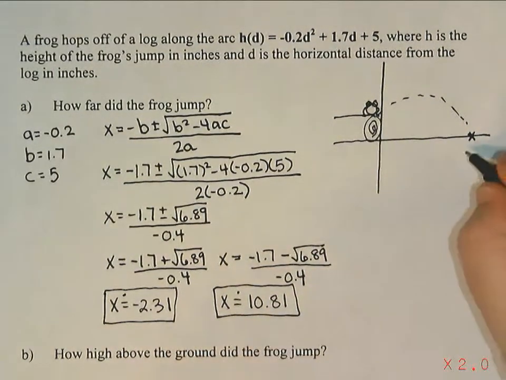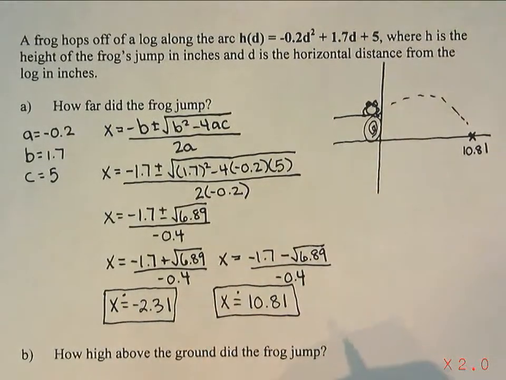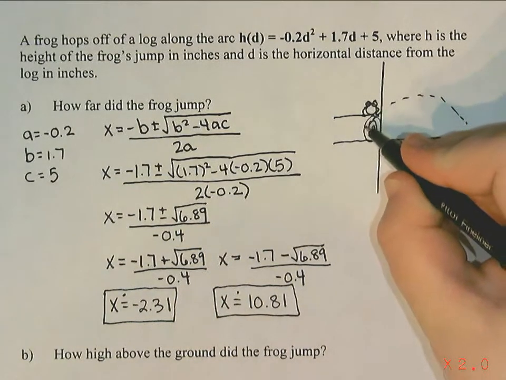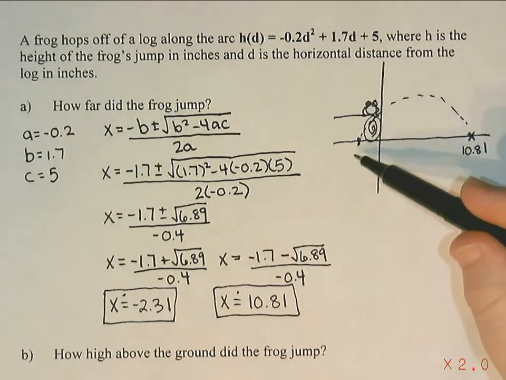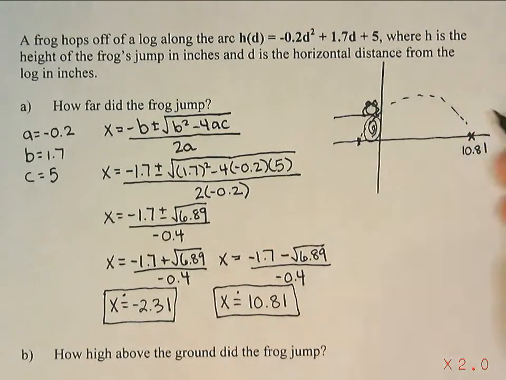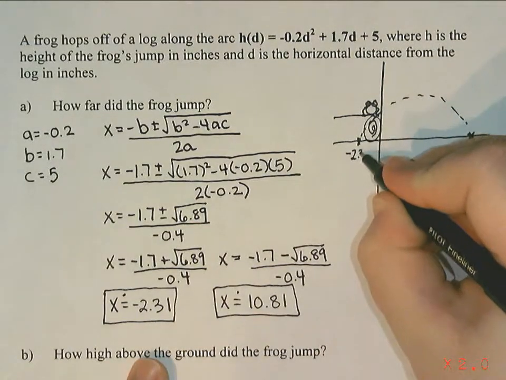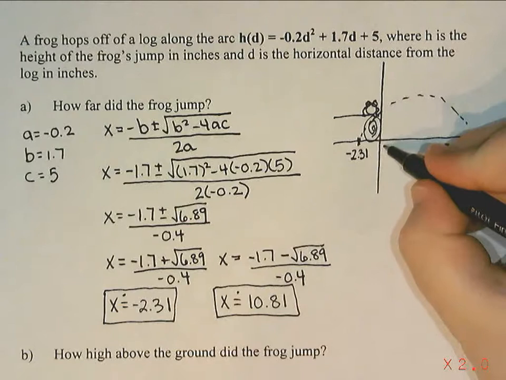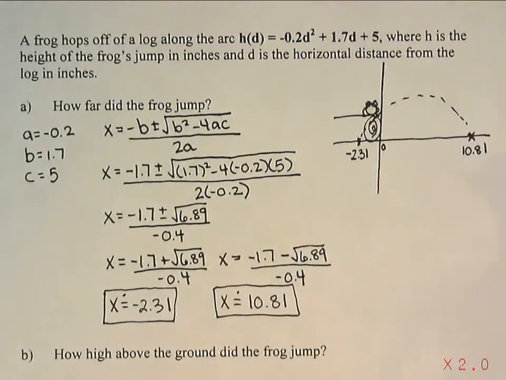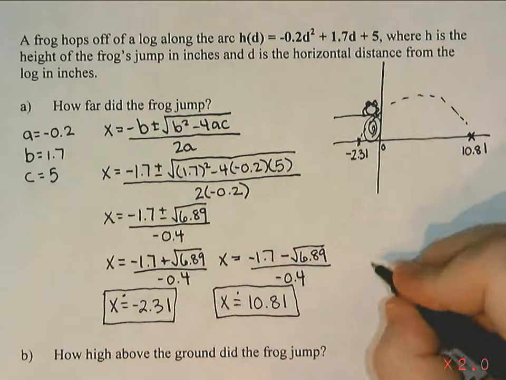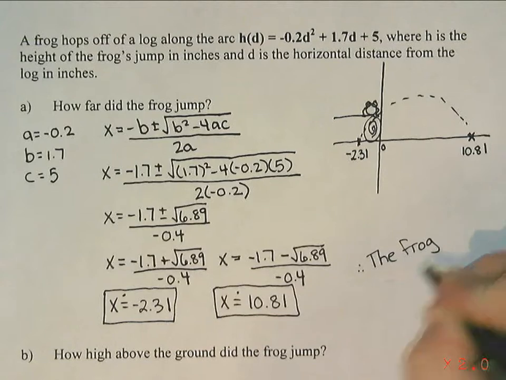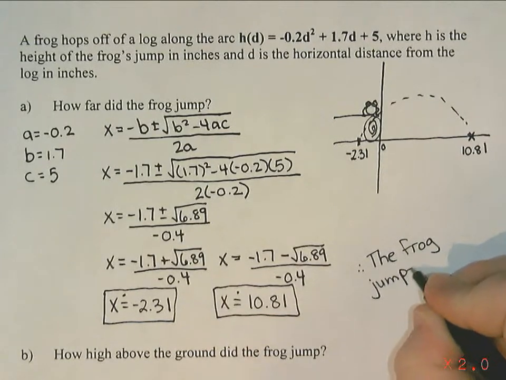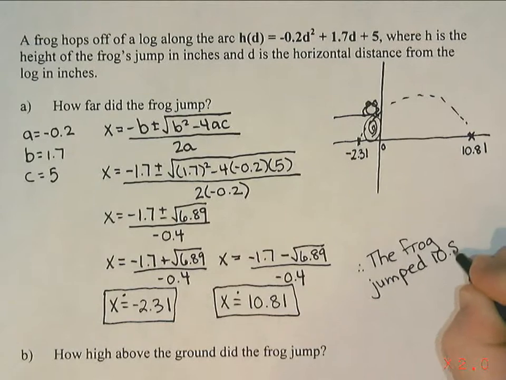And the positive answer to me makes sense, that here we should be 10.81 inches away. The negative answer is what happens before the frog jumps. So the parabola that's modeling the jump, right, would have had a part of the parabola before he made his jump, even though we don't worry about that. So this would have been where the negative 2.31 is. But really, his jump starts at 0 and ends at 10.81. So he has jumped 10.81 inches. So the frog jumped 10.81 inches.